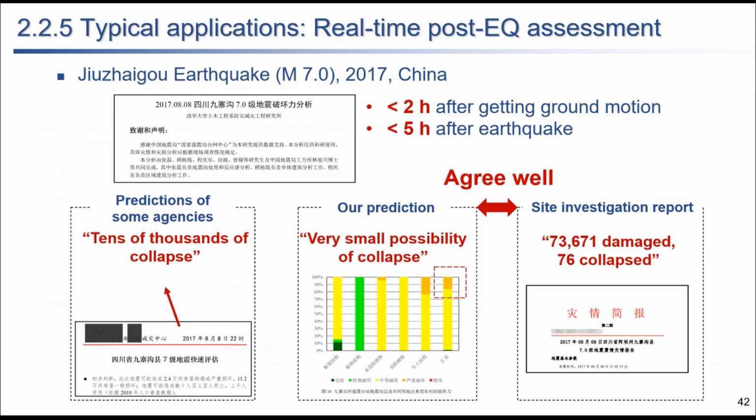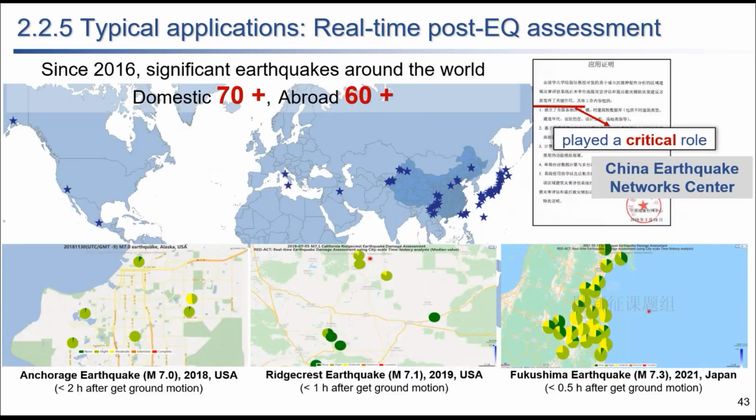So our result is quite consistent with the actual damage, so we get a lot of credit from this event. We use our system every time for earthquakes. We don't use it only for domestic earthquakes, but also for earthquakes in Japan, because Japan has a lot of earthquakes and data sharing is very good. So it's a very good platform to update and improve our program. So it's very important.